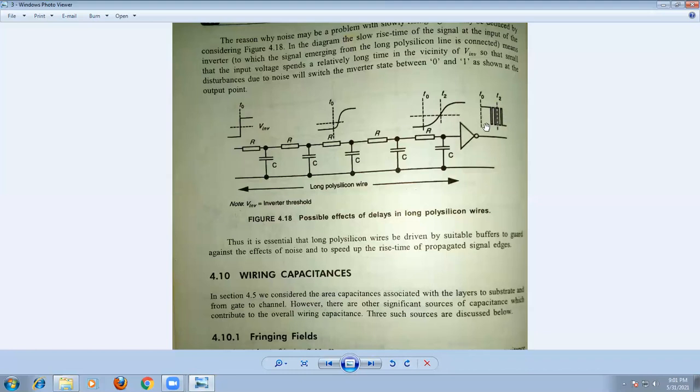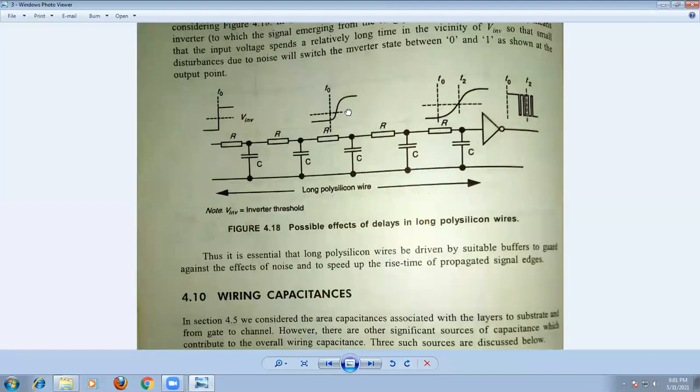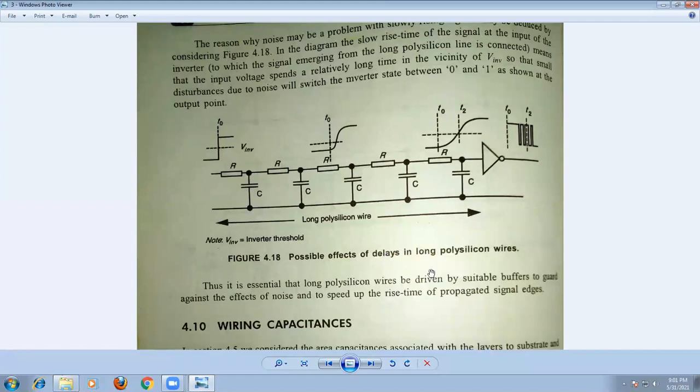To eliminate this type of delay and toggling, you can place buffer stages between the polysilicon wires. That is, for the propagation of the signal from one point to another, you can use suitable buffers between the polysilicon wires, in order to speed up the rise time of the propagated signal, so the edges will rise faster. So that is about the propagation of the signal from one point to another in a VLSI circuit.